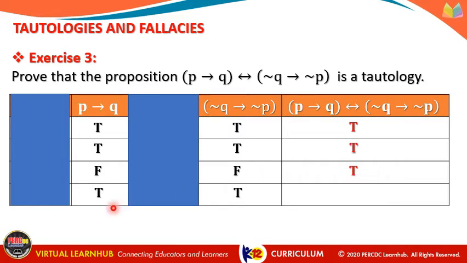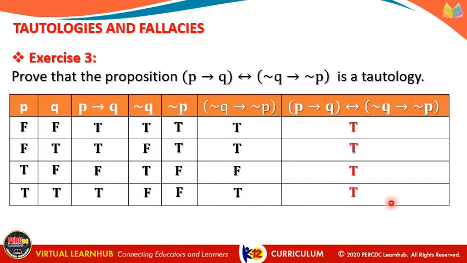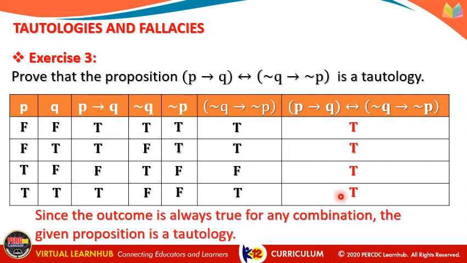And lastly, true and true will give us true. As you can see, the truth value of the proposition will always be true regardless of the values of P and Q. So regardless of the truth values of P and Q, the biconditional proposition that we have will always give a true truth value. Therefore, what we have is a tautology.